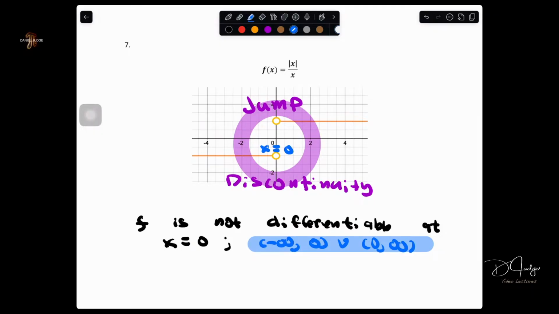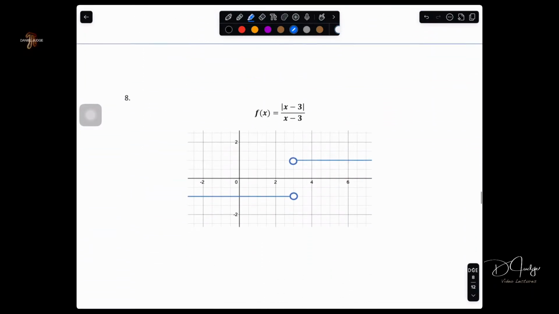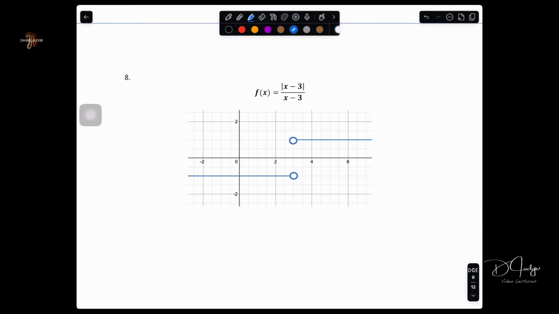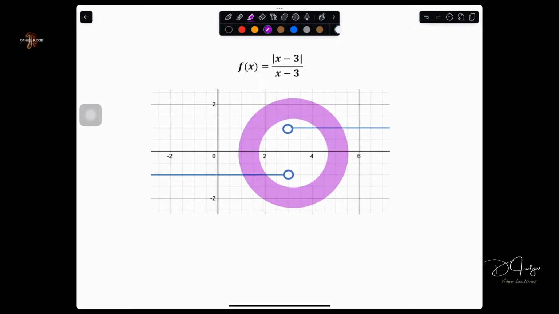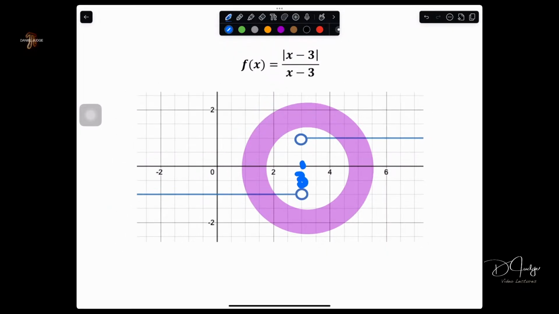All right. It's not differentiable at 0 because you have a jump discontinuity. Here's another example of a function that has a jump discontinuity here. That jump discontinuity happens at the value of x is 3. It happens at 3.